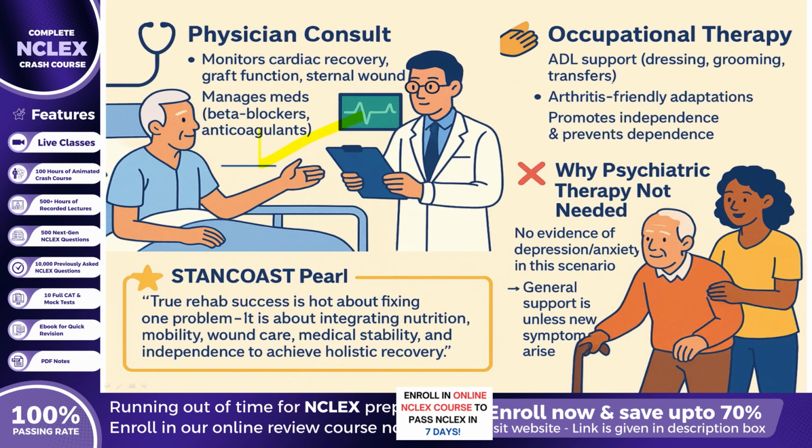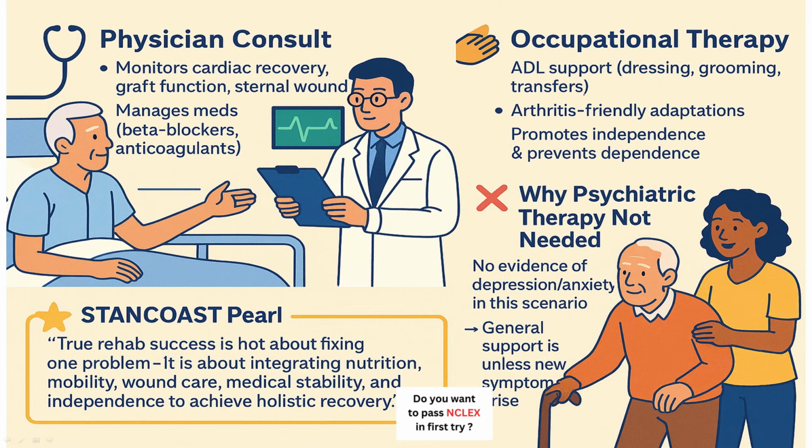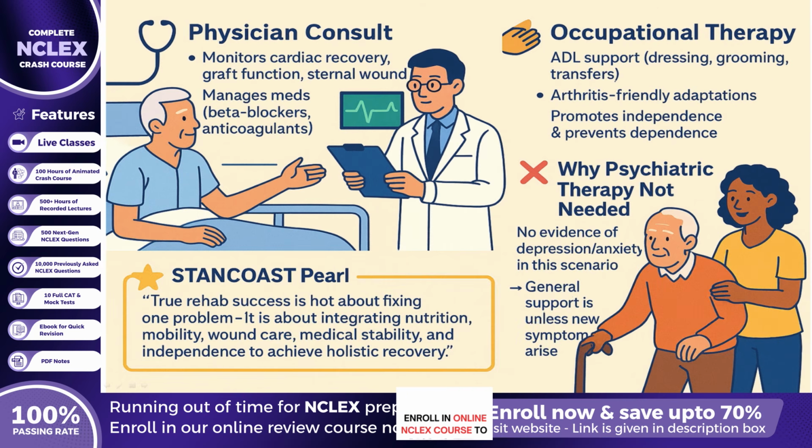To summarize the clinical integration, recovery in this complex case requires nutrition for wound healing, physical and occupational therapy for mobility and independence, wound care expertise to manage the pressure ulcer, and physician oversight for medical stability. Psychiatric therapy, while valuable in some cases, is not automatically required here.